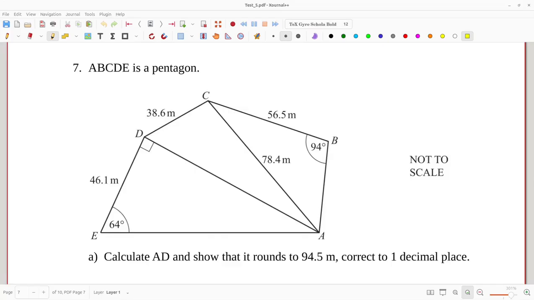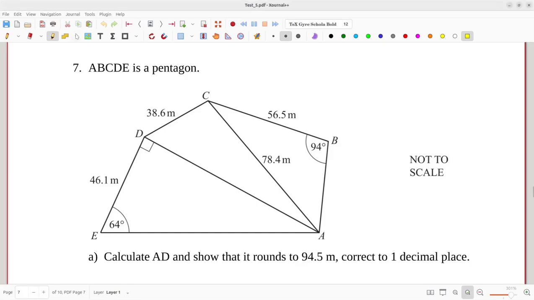Question number 7. ABCDE is a pentagon, which simply means it's a polygon with 5 sides. Now, let's check the question. Let's check the diagram. For this diagram, you have an angle down there 64 degrees, sides 41.1, 38.6, 56.5, 78.4, and an angle of 94 degrees at B. And then you are told the diagram is not drawn to scale.